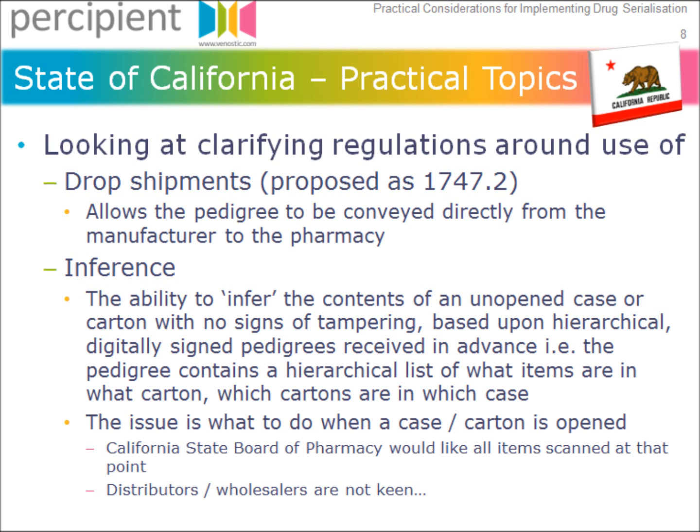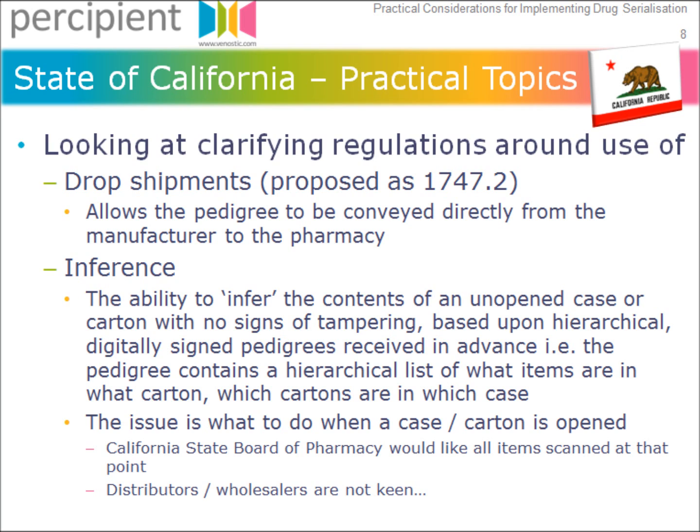More complicated and being debated quite vocally is the issue of inference, which is essentially the ability to pack a number of items into a case or a carton, and then through the supply chain to infer what is in that carton based upon scanning the unique identifier of the case or carton, and based upon a record which keeps track of which individual items have gone into that case or carton.